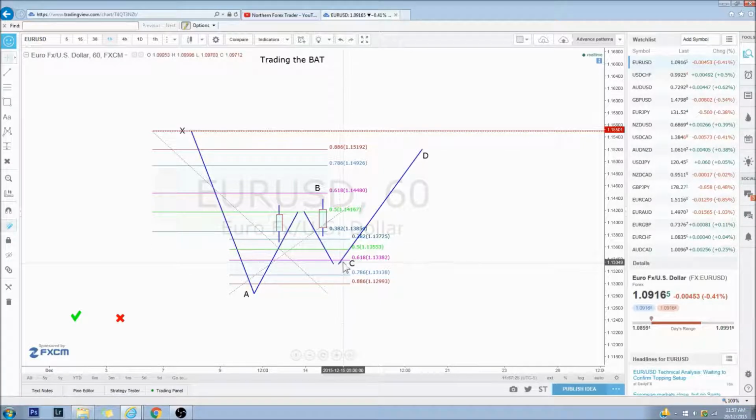What we need is a candle close below the 618. Now the candle must close below the 618, but it cannot have a candle close at or beyond the 886. So we have a little bit more room. We can have a candle come all the way down into here and close right there, but we can't have it close over here. That is wrong.